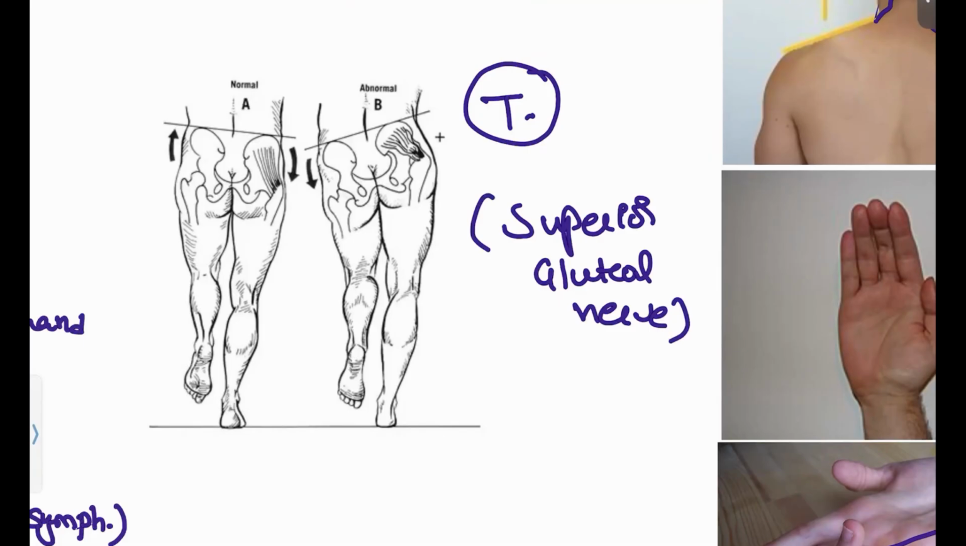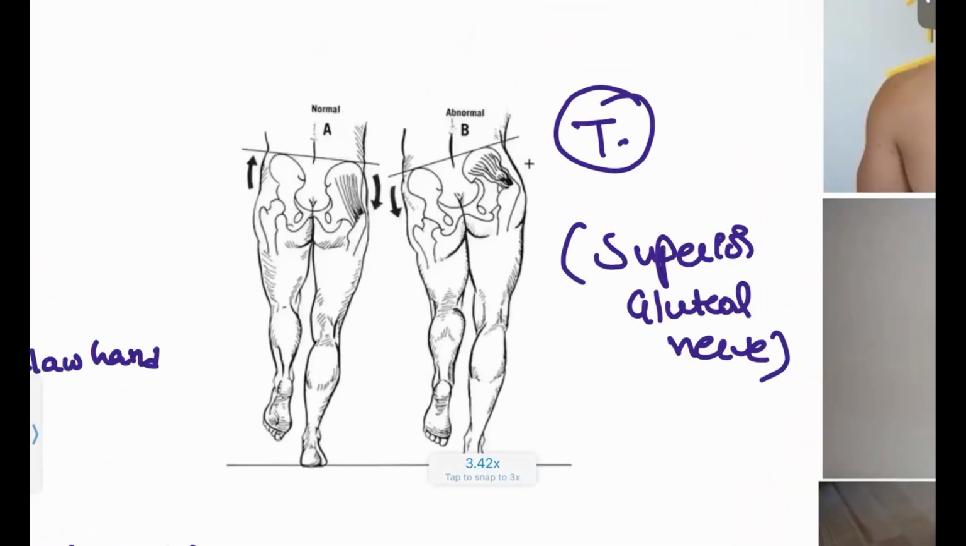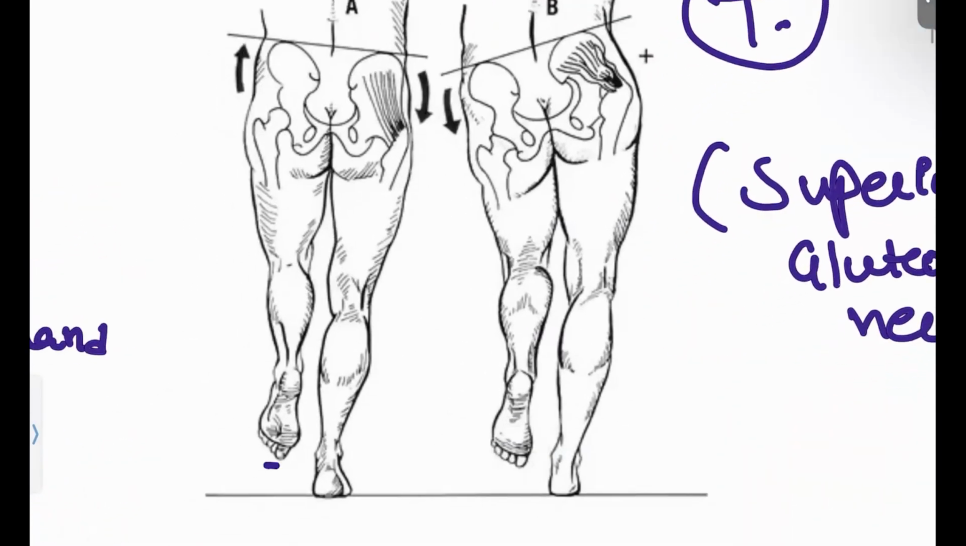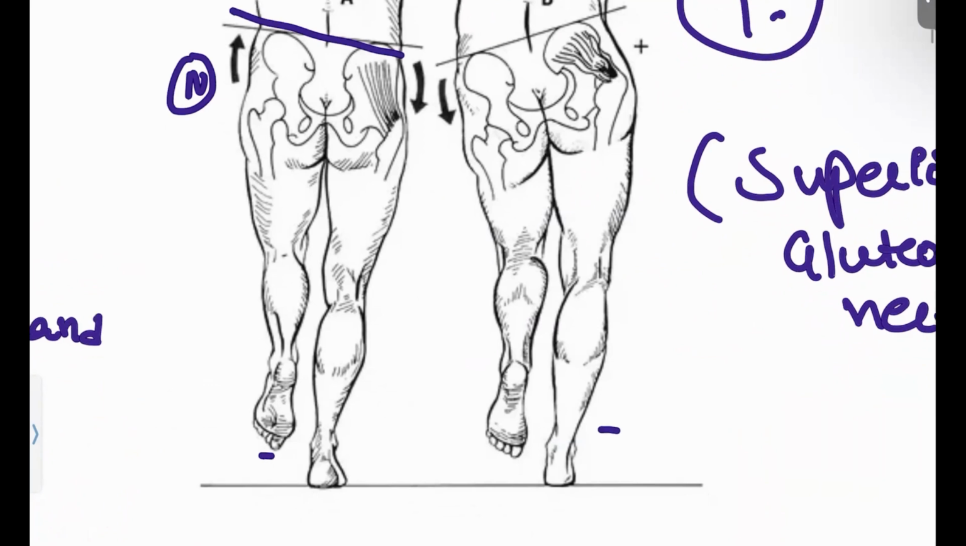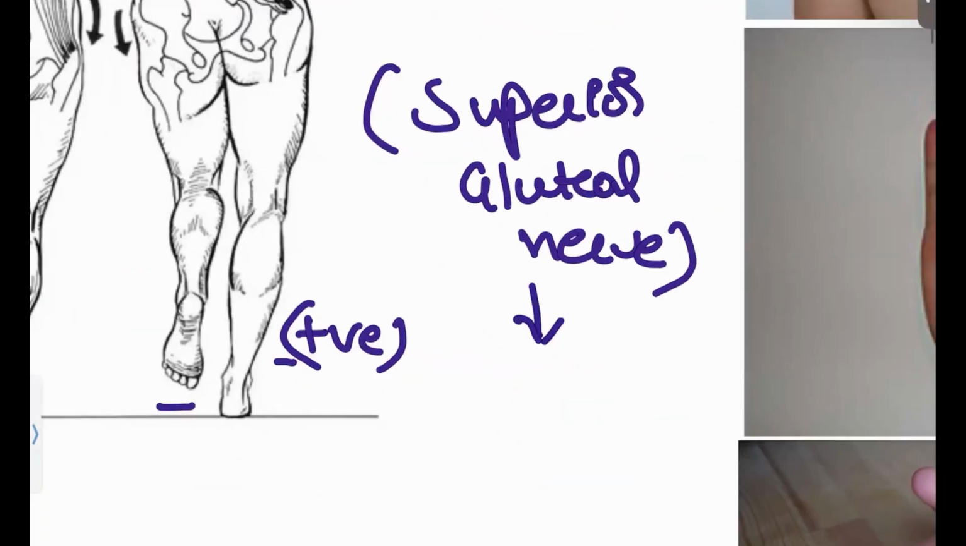Those who are having superior gluteal nerve injury, when the patient is asked to stand on one foot, in a normal patient the hip on the lifted foot side is going to rise to the opposite side. But the patient suffering from superior gluteal nerve injury will be bending on the lifted foot side. So this means the patient is positive for superior gluteal nerve injury. And what are the muscles that are involved in this patient? Your gluteus medius and also gluteus minimus.